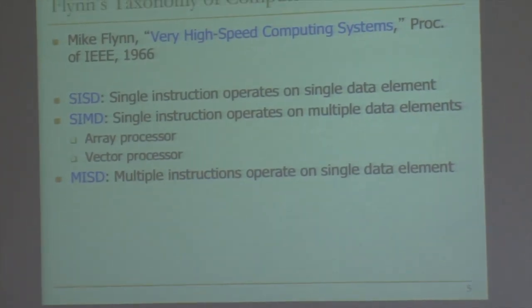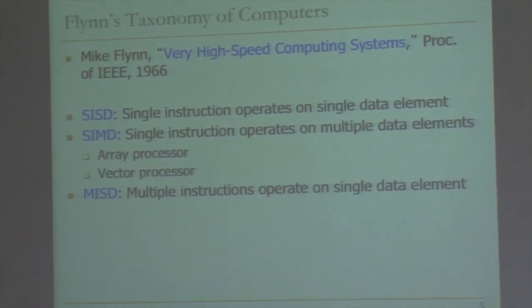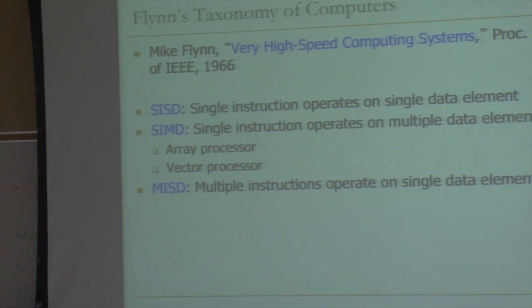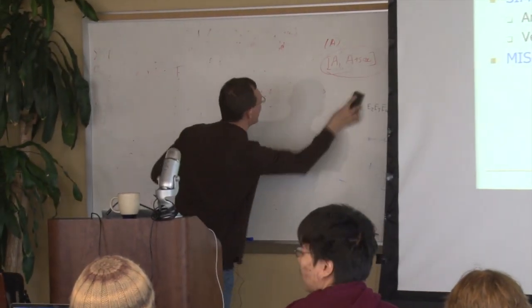So this is actually a classification, right? What kind of data element does an instruction operate on? You can have two dimensions or two values for each.